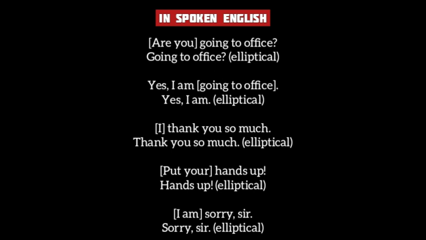"Put your hands up" is a grammatically complete sentence, but it may be ellipted as "hands up" as the meaning is still clear. Another full sentence, "I am sorry sir," for example, becomes "sorry sir" in the elliptical construction. Why? Because even after the omission of the subject I and the verb am, the meaning is still clear and obvious.